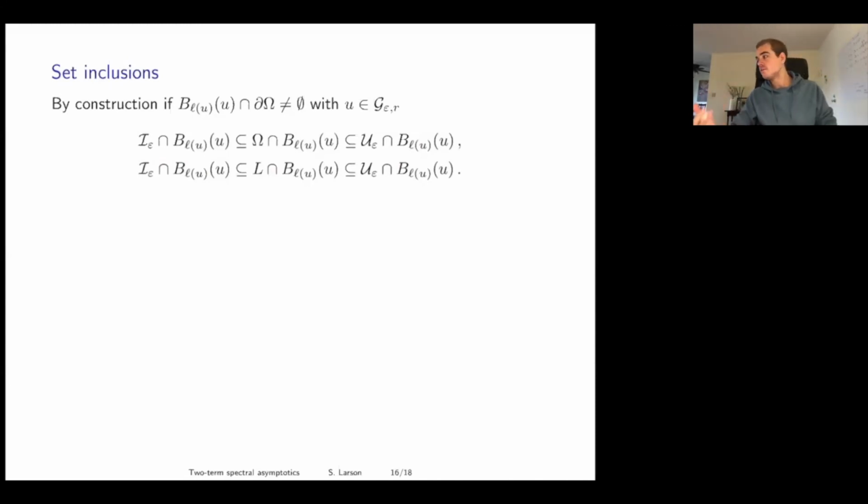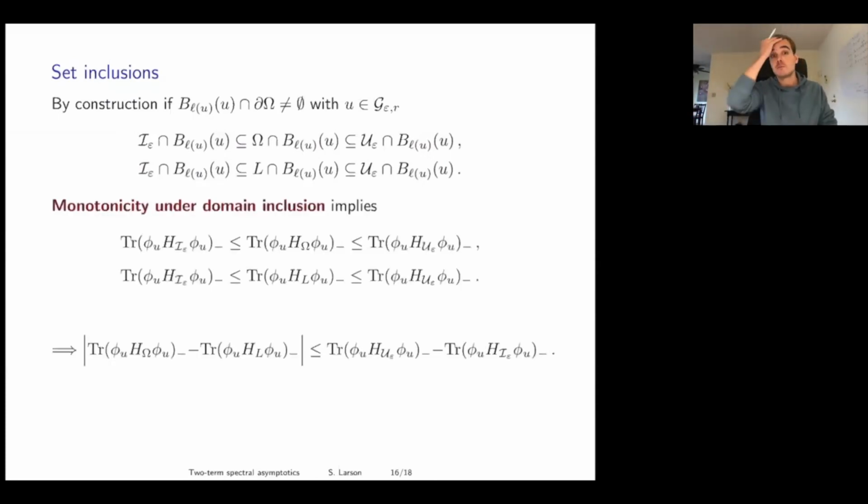Now, this is the point where it becomes crucial for us to actually only look at the Dirichlet Laplacian. Namely, we use monotonicity under domain inclusions. And if you work this out appropriately and take into account that my negative part is positive, you get the following six or four inequalities.